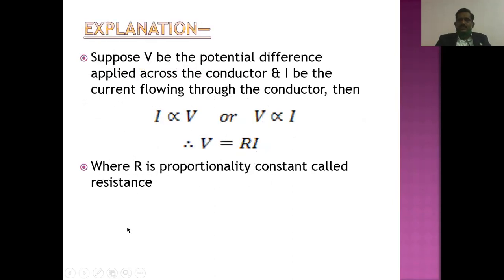Now this law is written in this form: I is directly proportional to V, also V is directly proportional to I. Mainly the second equation is used, V is directly proportional to I. Here V is the potential difference applied across the conductor, and I is the current flowing through that conductor. So when we want to remove this proportionality sign, we get a constant of proportionality. It is called as R, capital R. So the equation is V is equal to R into I, and here R is called as the resistance of that wire.